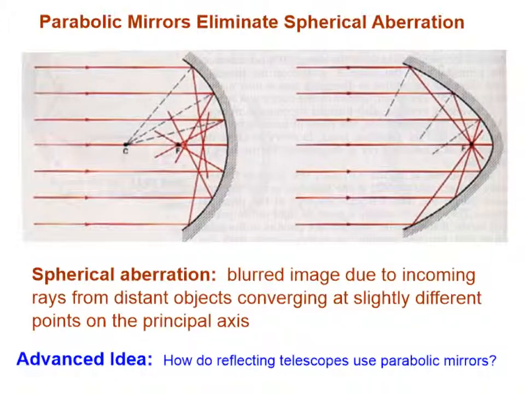Parabolic reflectors are really useful for flashlights and automobile headlights as well. Those are some uses for them in addition to telescopes. If you're looking for an advanced idea, look at how reflecting telescopes specifically use parabolic mirrors. I look forward to seeing what you come up with, and we'll see you in class.